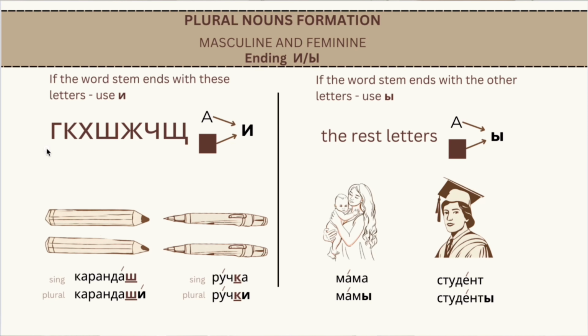Use и if the stem ends with the hissing or hushing or softening consonants such as г, к, х, ж, ш, ч, щ, ц, or this consonant plus а at the end. Use ы for all other consonants or other consonants plus а at the end.